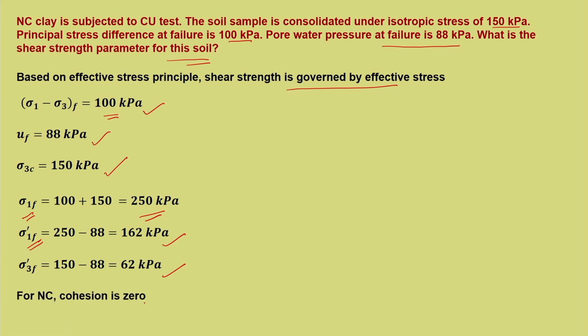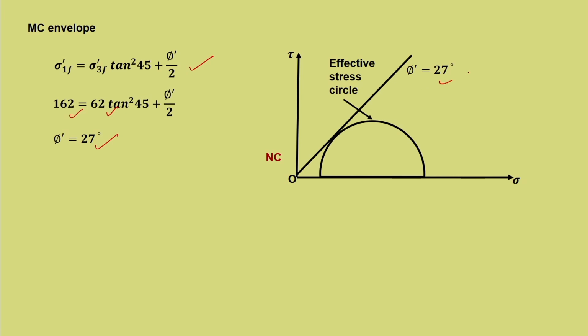And for NC, cohesion is 0. Now, think of a situation where we do not understand this particular point, that for NC there is no cohesive intercept. Then it becomes difficult to solve this problem. So, now we know that NC does not possess a cohesive intercept, so that is equal to 0. If that is equal to 0, then one can always write the Mohr-Coulomb failure envelope, sigma 1 dash f equals sigma 3 dash f tan square (45 plus phi dash by 2). Substituting the effective stress condition into this equation, we get phi dash equal to 27 degrees, and that is plotted as follows. This particular line is the bound.